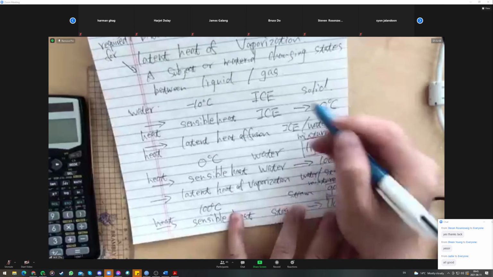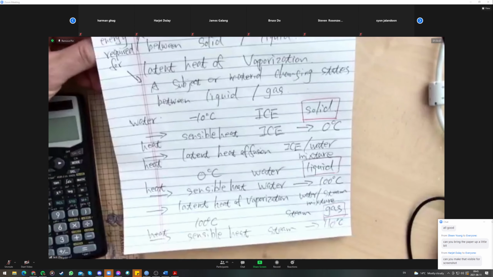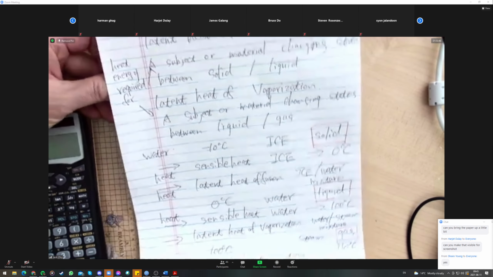And for those latent heat, that's okay. Bring the paper up a little bit. Can you see it? Okay. You want the whole page?